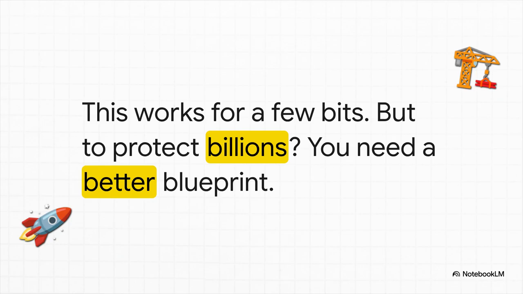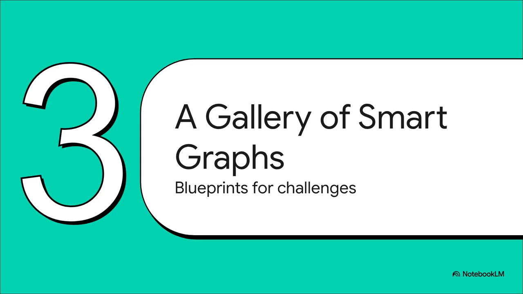Now that little trick is great for a handful of bits, but when we're talking about protecting the billions of bits in a streaming movie or an online game, yeah, that's just not going to cut it. To do that kind of heavy lifting, we need much better blueprints. We need smarter graphs. And that brings us to a gallery of some truly brilliant designs. Think of these like different architectural styles for building codes. Each one has its own strengths and its own purpose, but they're all based on the powerful principles of graph theory.